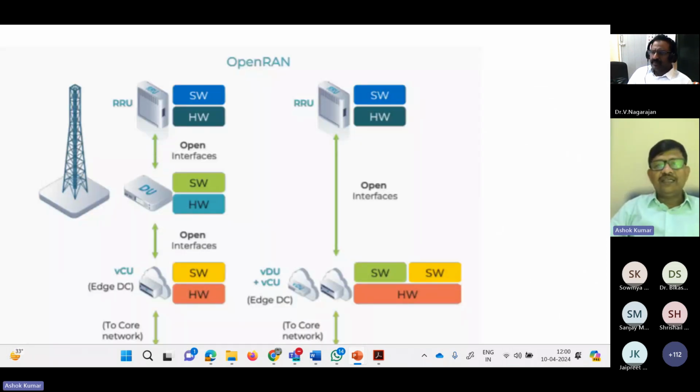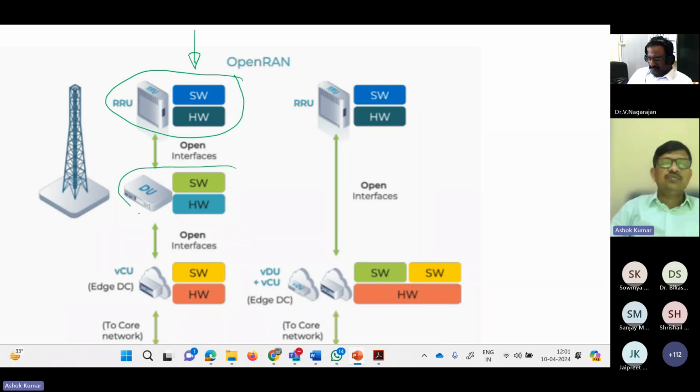Let's look into slightly more detail of the Open RAN concept. There are many ways one can deploy an Open RAN. In the first picture here, we are talking about the BBU being divided into three products, that is RU, radio remote unit, DU, distributed unit, and CU, central unit. In this picture, they are talking about having open interfaces between RU and DU and DU and CU, and further even to the core.